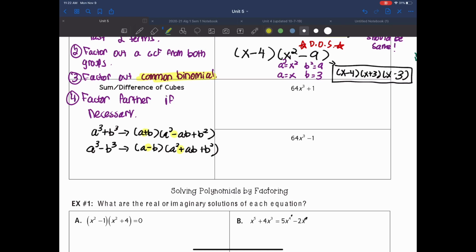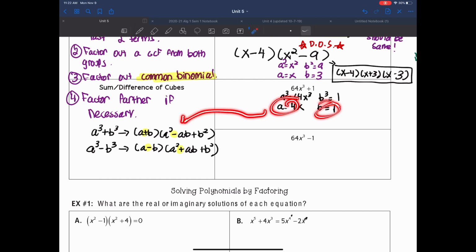Okay, so if we have 64x cubed plus 1, well, first of all, since this looks like a sum or difference of cubes, I'm going to say a cubed equals 64x cubed, and b cubed equals 1. So then a is going to be the cube root of that. Well, if I take the cube root of 64, that's going to give me 4. The cube root of x cubed is just x. And then if I take the cube root of b cubed, b is going to equal 1. So I'm going to plug a and b into the sum of cubes formula.